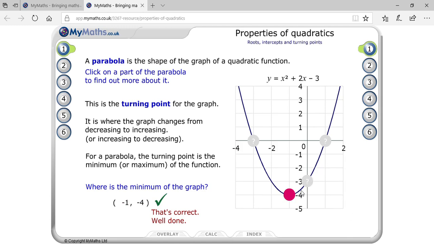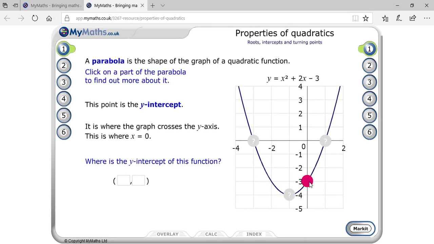Next, at this point the graph is cutting the y-axis. You can understand clearly what I explained when I was explaining the linear equation graph: when the graph cuts the y-axis, that will be your intercept. So the intercept coordinate will be what? 0 comma minus 3. Great, let's mark it. Yes, that's also right.